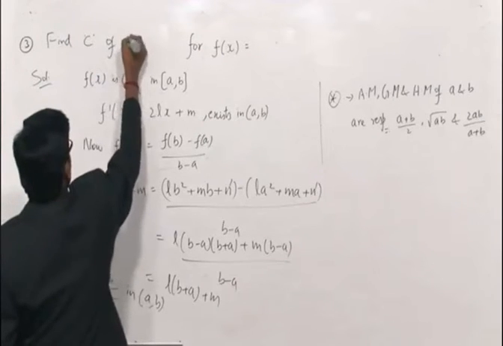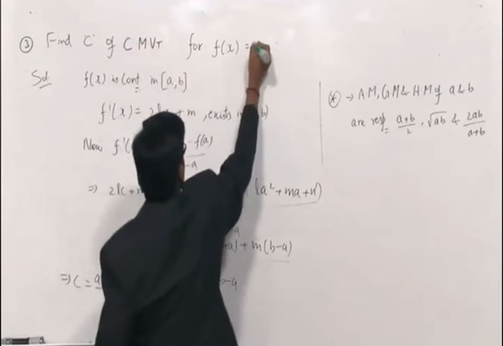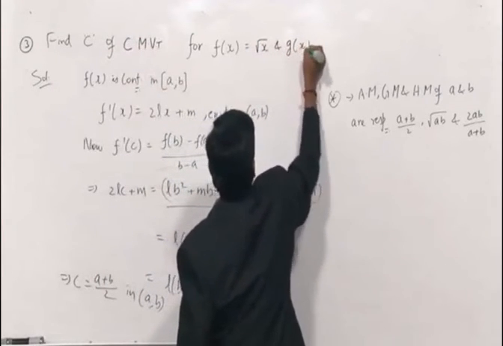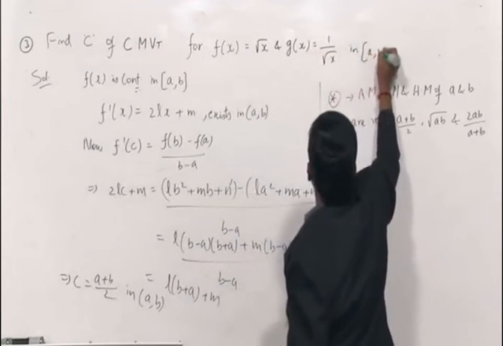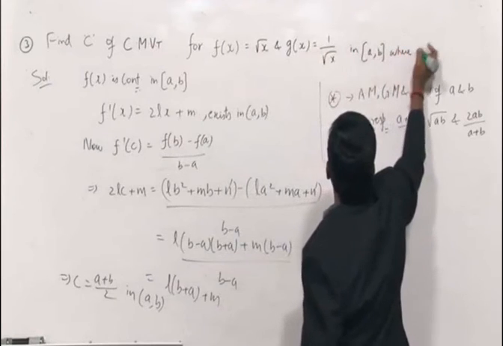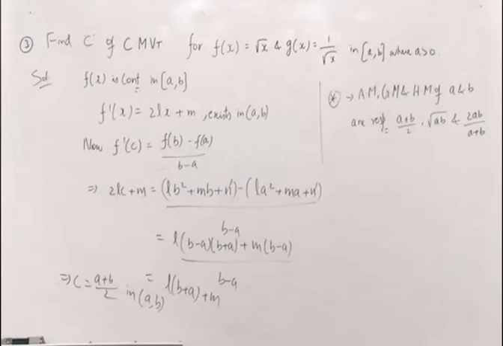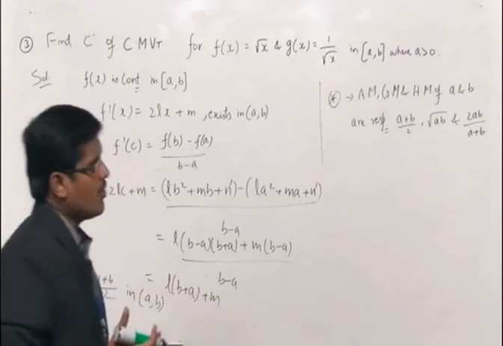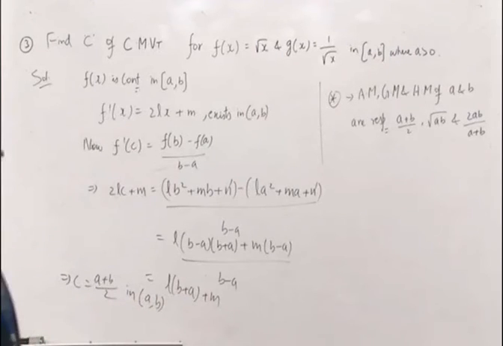Third problem: find C of Cauchy's mean value theorem for f(x) = √x and g(x) = 1/√x in the closed interval [a, b] where a > 0. That means the first value in the interval is greater than 0, so moving to the right every number increases in the interval. That is what interval means.